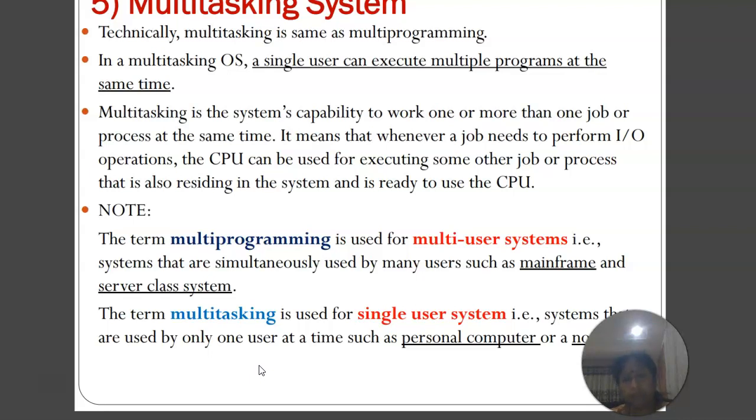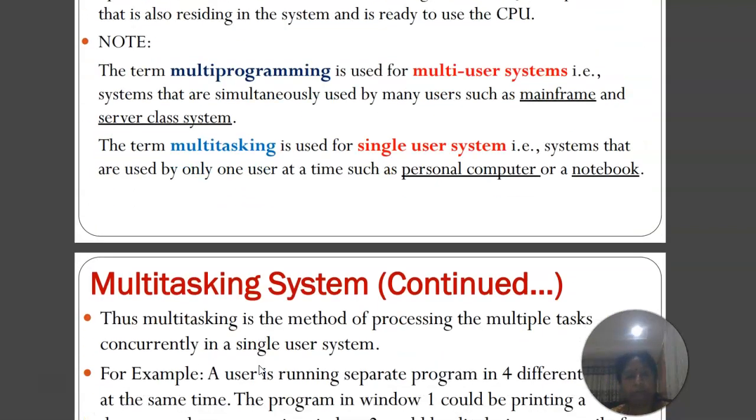The term multiprogramming is used for the multi-user system, that is, systems that are simultaneously used by many users, such as mainframe and server class systems. The term multitasking is used for single user systems, that is, systems that are used by only one user at the same time, such as the personal computer or the notebook.